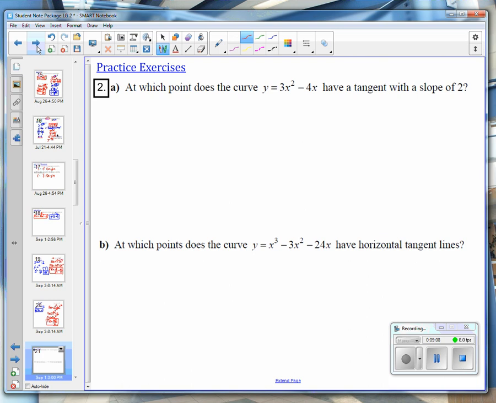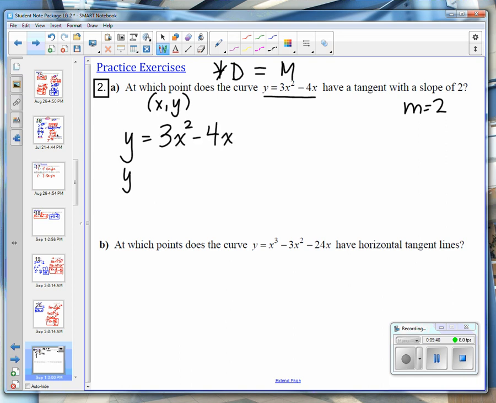Now remember the key words here. At what point, so we're looking for a point, does the curve have a tangent with a slope of 2? Now remember guys, derivative equals slope. Super, super important. Derivative equals slope. So the minute that you see the word slope in a question, you want to think derivative. How do I find the derivative of it? So y equals 3x squared minus 4x. Let's find that derivative. I'm going to bring that down, 6x, and then minus 4.